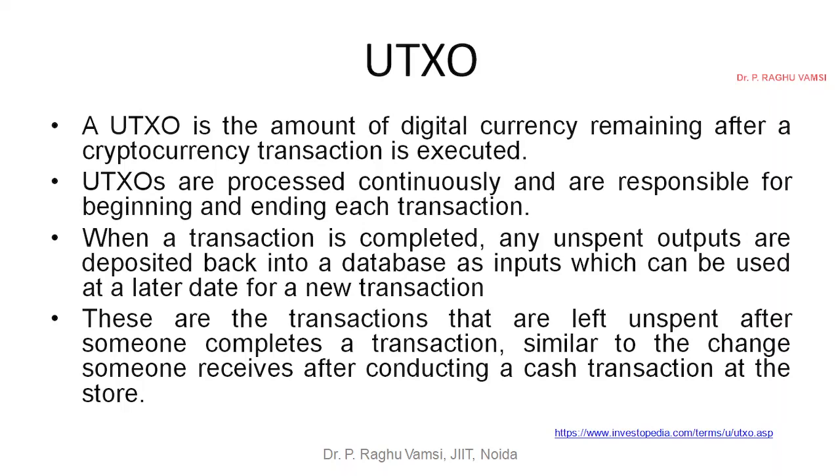So UTXOs are processed continuously and are responsible for beginning and ending each transaction. When a transaction is completed, any unspent outputs are deposited back into the database as input, which can be used at a later date for a new transaction. These are the amounts left unspent after someone completes a transaction, similar to the change someone receives after conducting a cash transaction at a store. This is just like getting the balance after paying the amount. So this is what we call UTXO.